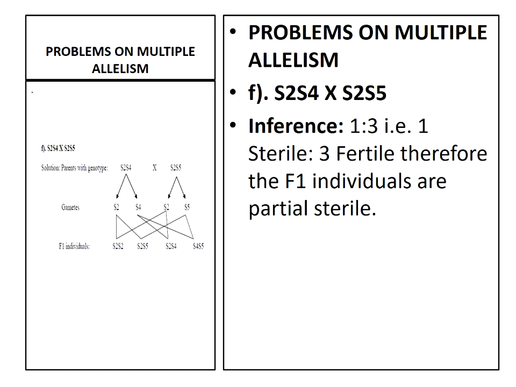Then the last possible cross is S2 S4 crossed with S2 S5. In this case, let us write the parents and the gametes. The F1 individuals formed are S2 S2, S2 S5, S4 S2 and S4 S5. Here we observe one sterile individual, that is S2 S2. So the result is 1:3, one sterile and three fertile. Therefore, the F1 individuals are partially sterile. So this is regarding the problem on multiple allelism.